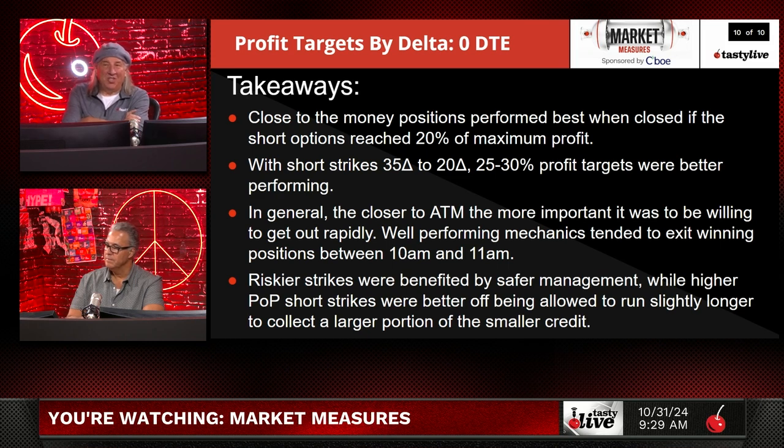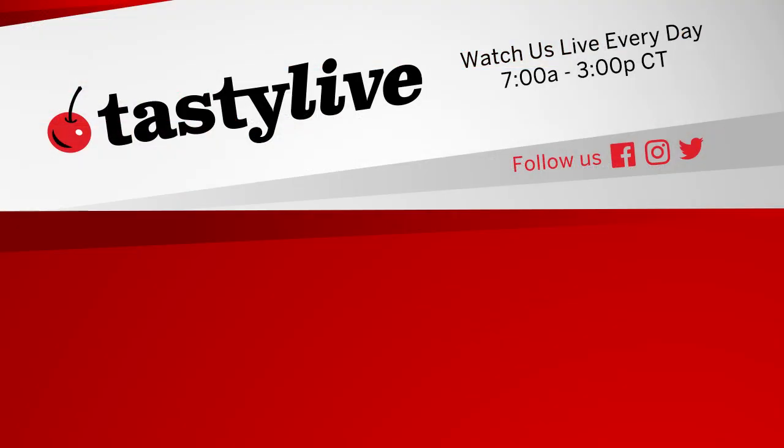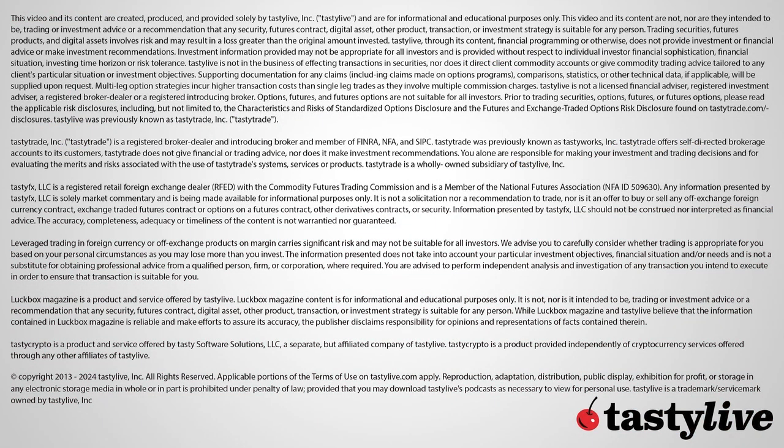The close to the money positions perform best when closed if the short options reach 20% of max profit. With short strikes, 35 delta to 20 delta, 25 to 30% profit targets are better performing. In general, the closer to the at the money, the more important it is to be willing to get out rapidly. Well-performing mechanics tended to exit winning positions between 10 and 11 a.m. Central Time. The riskier strikes benefited from safer management, while higher pop short strikes were better off being allowed to run slightly longer to collect a larger portion of a smaller credit. The bottom line here is you've got 2 hours. And depending on the strikes that you select, you should set your expectations around that. You're going to make less money selling further out of the money options, but you're going to take less risk too.